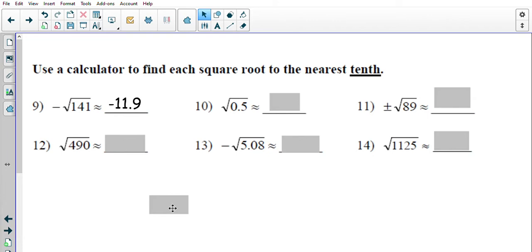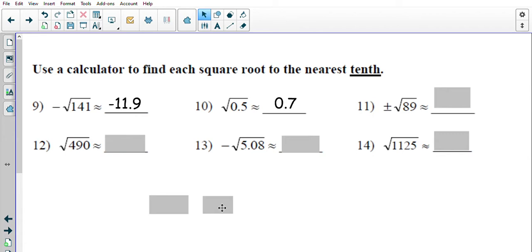Number 10, square root of 0.5. Should get you about 0.7 in your calculator, which I know seems kind of weird. It became bigger, but if I multiply 2 decimals less than 1, my number actually becomes smaller. So that's where the 0.5 will come from.